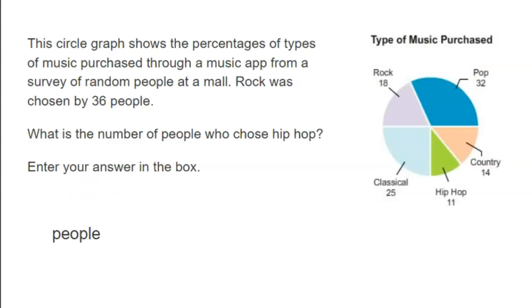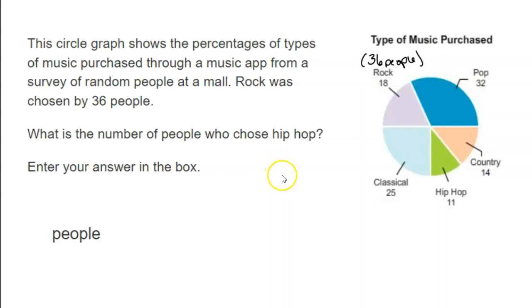All right, so this is an example of one of the questions. It says this circle graph shows the percentages of types of music purchased through a music app from a survey of random people at the mall. Rock was chosen by 36 people. So even though it says 18, that 18% is really representing 36 people, because it says percentages. What is the number of people who chose hip hop?